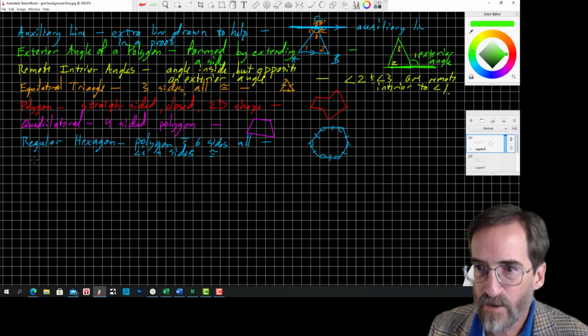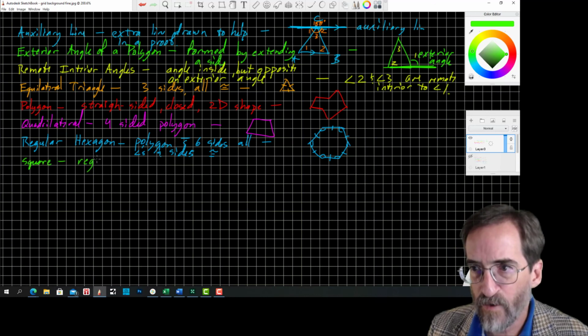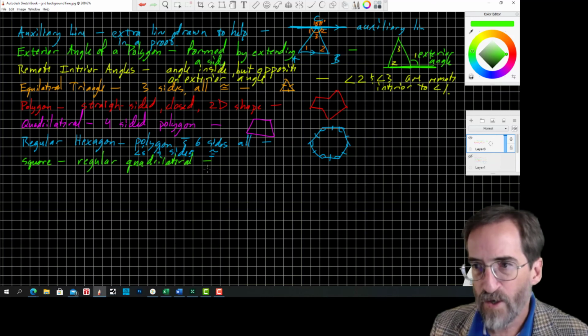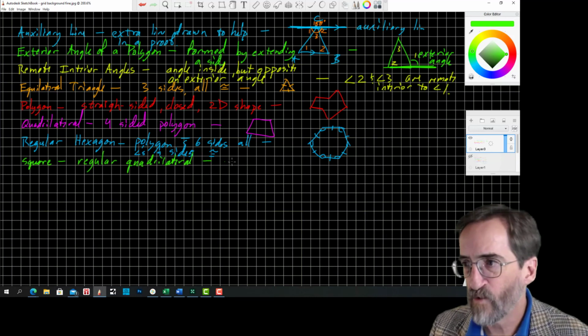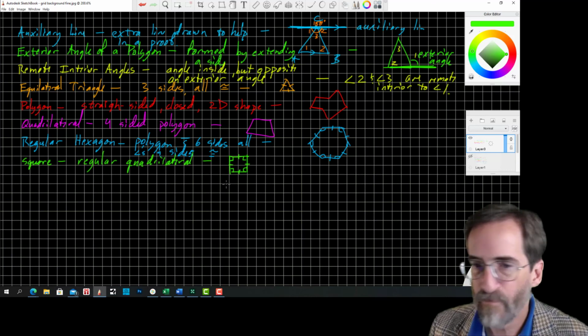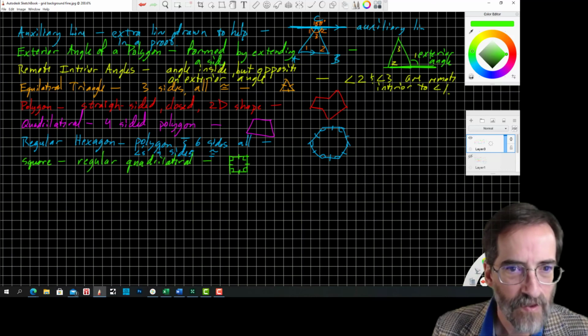And final word here in this lesson, square. I'm going to define it as a regular quadrilateral. Regular meaning equal sides and equal angles. You can also define it as a quadrilateral with 4 congruent sides and 4 right angles. But all the angles are 90 and all 4 sides are congruent in a square. Okay, and that's lesson 6.